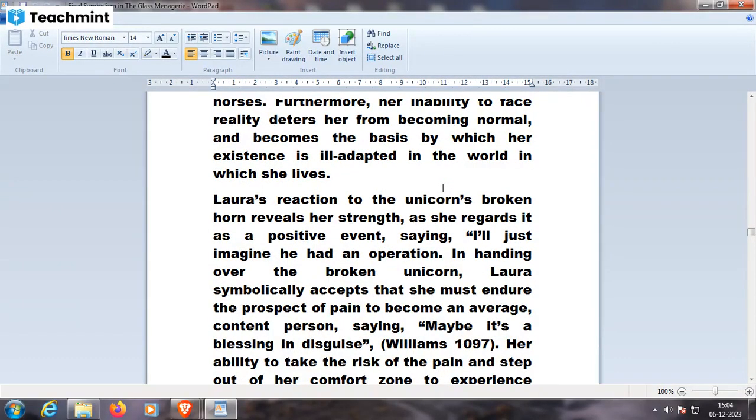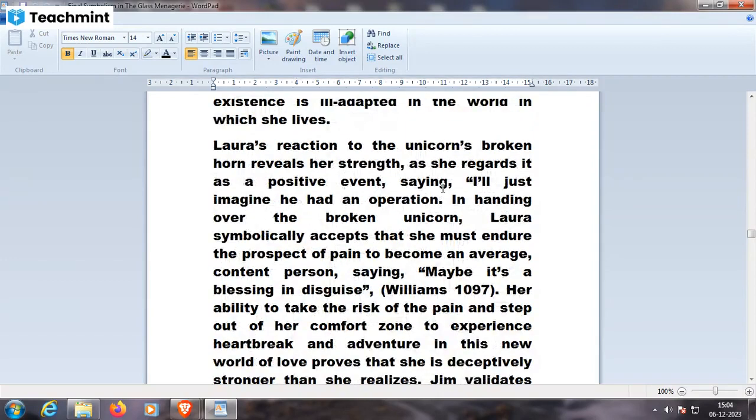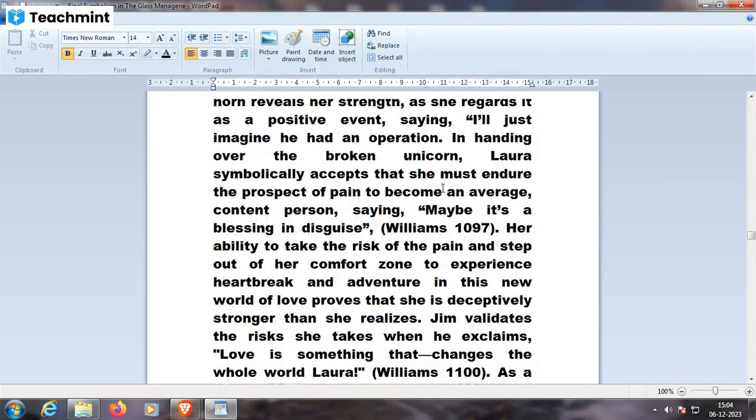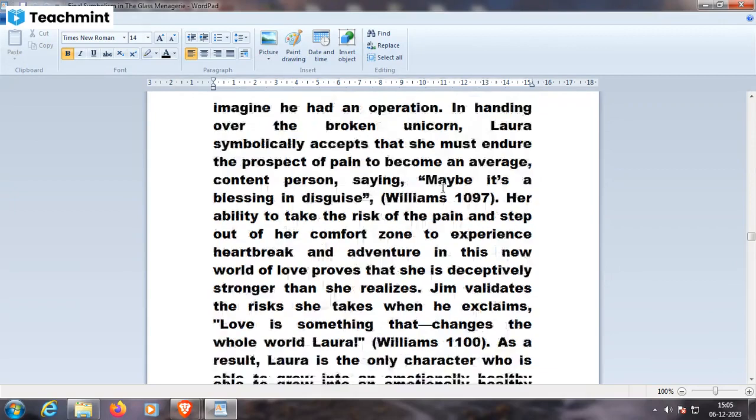Her ability to take the risk of the pain and step out of a comfort zone to experience heartbreak and adventure in this new world of love proves that she is deceptively stronger than she realizes. Jim validates the risk she takes when he exclaims, "Love is something that changes the whole world, Laura."